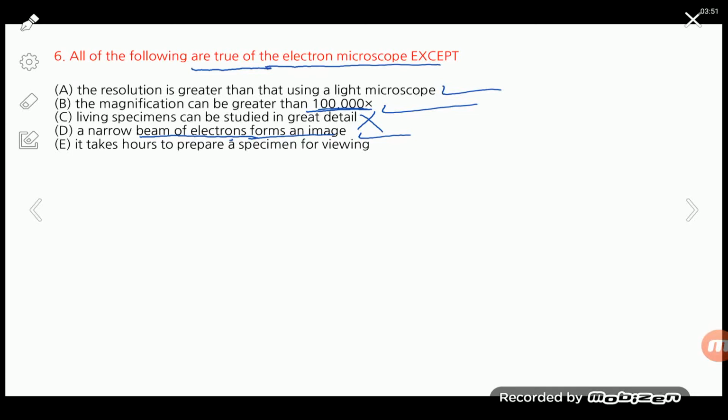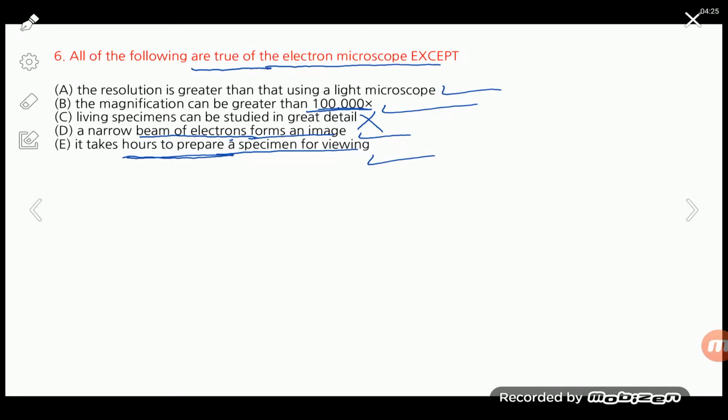It takes hours. Yes, guys, the preparation of these specimens or slides for the electron microscope requires hours to prepare a specimen for viewing. It's not like a light microscope, where we can prepare a slide in 5 or 10 minutes. For the electron microscope, we need nearly hours, maybe days, to prepare our slide.